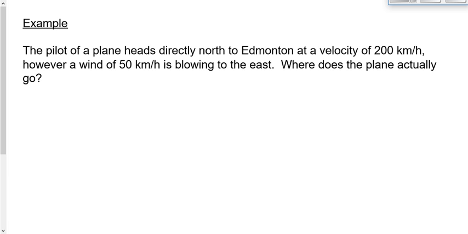First question says, the pilot of an airplane heads directly north at a velocity of 200 kilometers per hour.